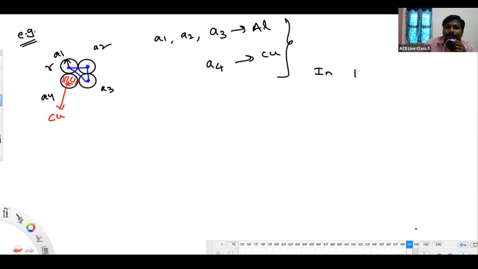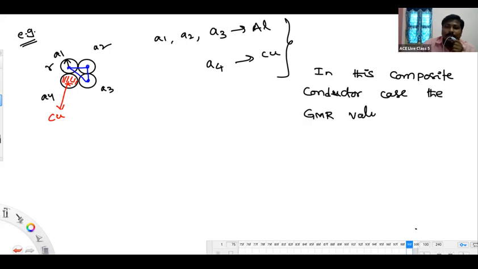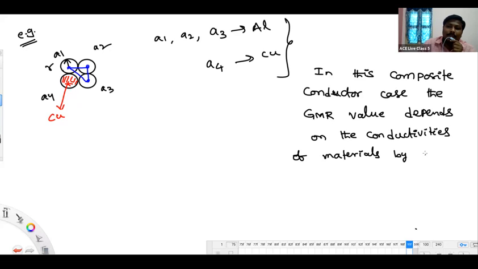In this composite conductor case, the GMR value depends on the conductivities of the materials by which the strands are manufactured or made.